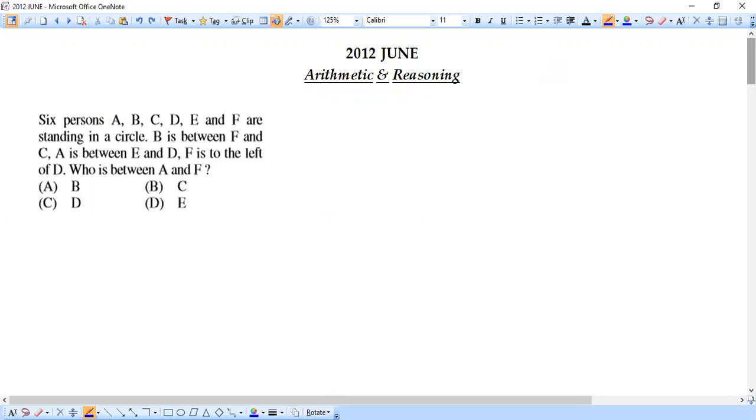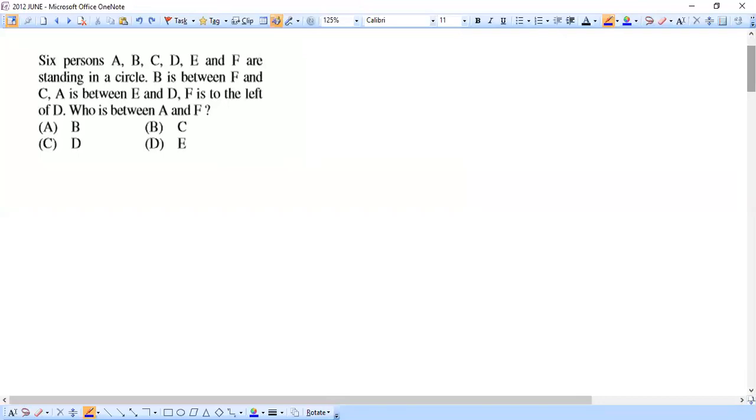Moving to the first question. Yeah, here is our first question. Question number 1 is actually a reasoning question, and this is from the topic arrangements. So let's see the question. What is asked?